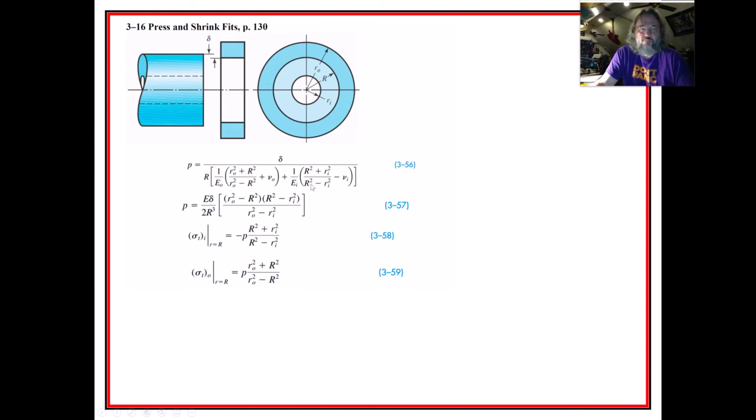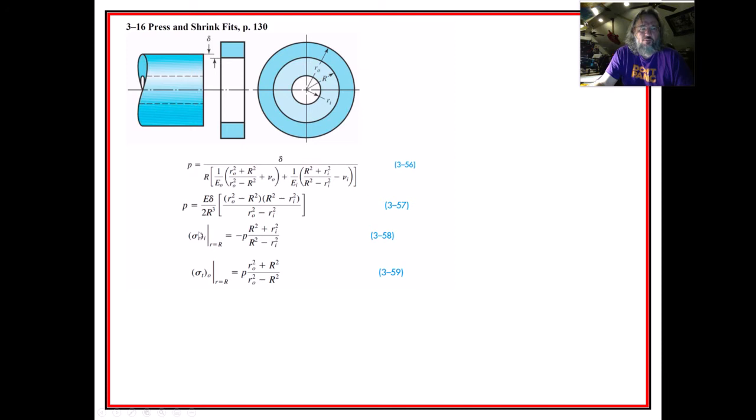When you have two different materials, you can see that this del right here, that's the amount of interference. That would be the difference between, I guess, the radius of the outer one and the radius of the inner one. This next equation, this is if they both have the same material, right? A lot of things cancel down.